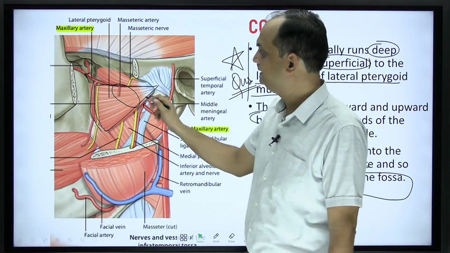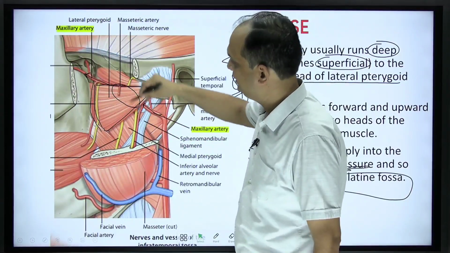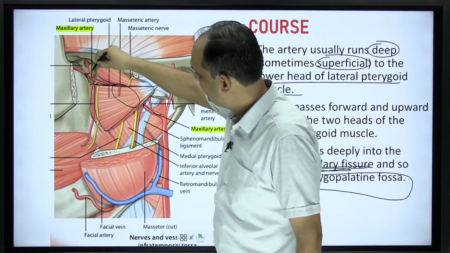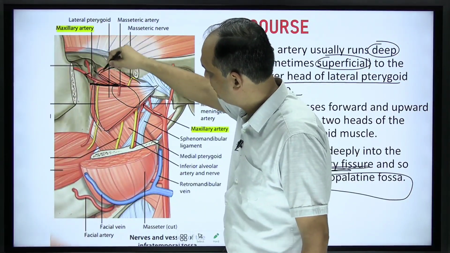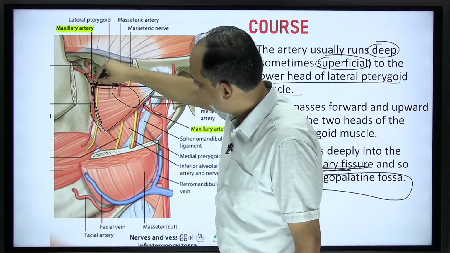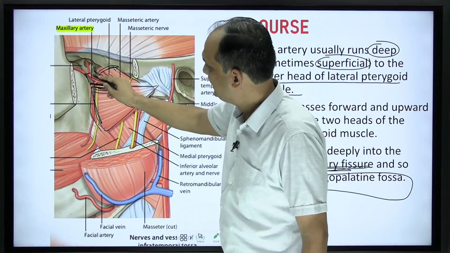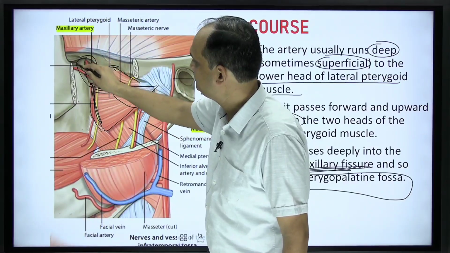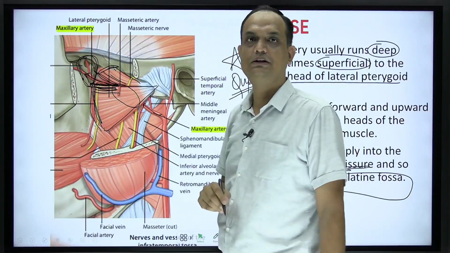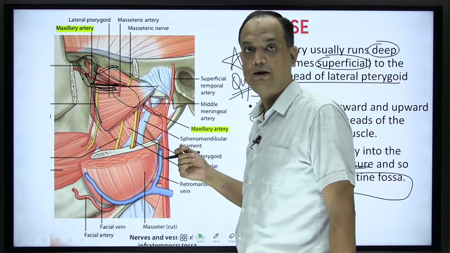So when you see this area, you can appreciate that the artery is now coming out between these two heads. Now this is the upper head, which is a smaller head. This is the lower head, which is the bigger head, and in this gap you can see the artery going, and ultimately it will enter into this portion, and that portion is known as the pterygopalatine fossa.